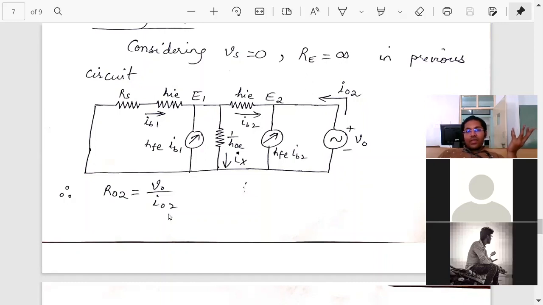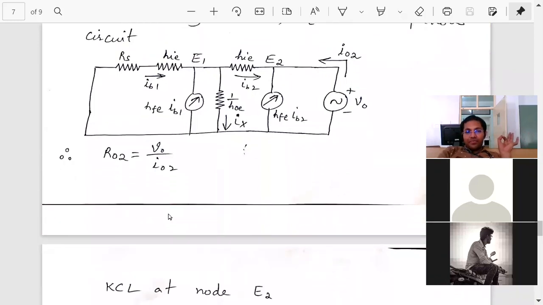And what are the things you can use? You can use KCL, KVL. Additionally, if required in some circuits, you may have to use the voltage division rule, current division rule, which are again derived from your KCL and KVL. So ultimately, if you can use KCL, KVL, and do the analysis with concentration, you will get the expressions. Anyway, V0 by I02.